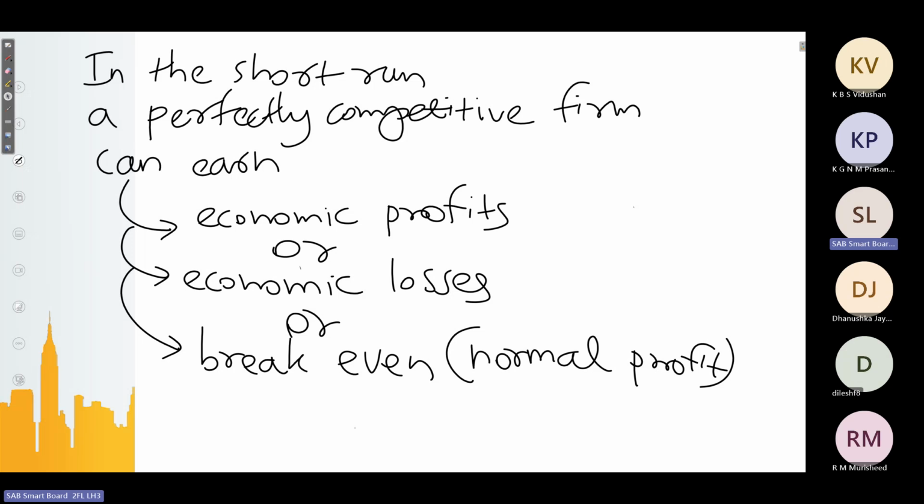In the short run, a perfectly competitive firm can either earn economic profits or economic losses or can earn a normal profit. So all these three possibilities are there. Normal profits.